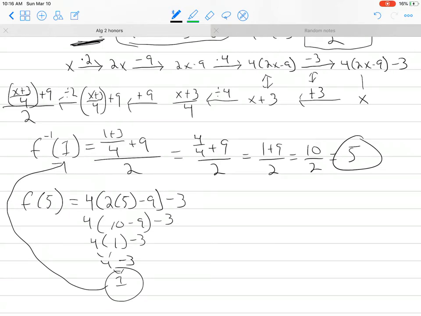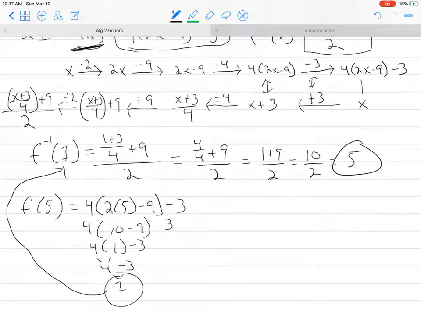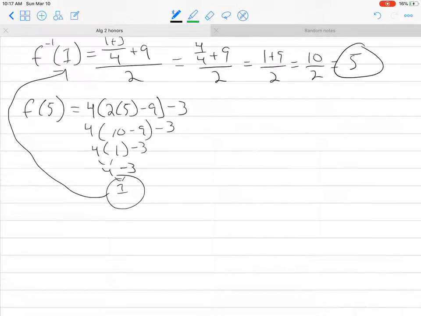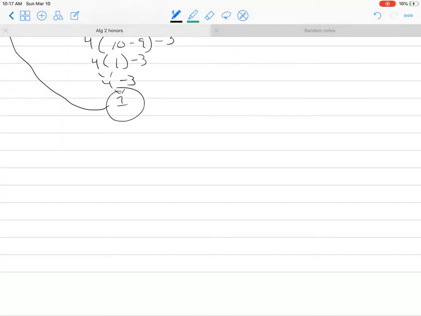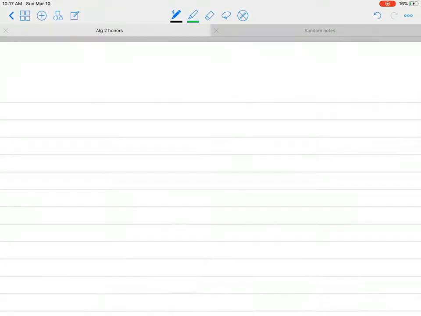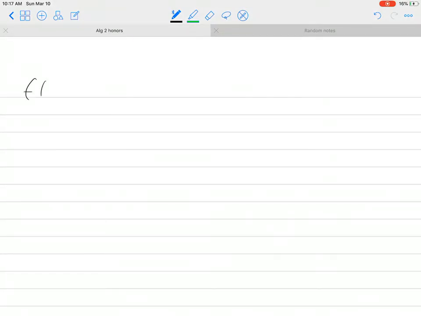All right. So that's how you build it, that's how you verify it. Let's do a super simple one next. I'm going to clear this page out. Let's go real simple. Let's go f of x equals x plus 2 minus 8. Find me the inverse of that.